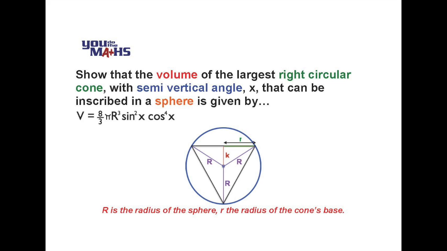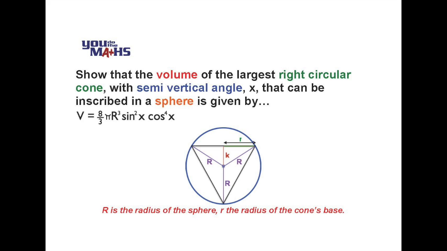You can see we've put small r at the top of the diagram because that's representative of where the circular base of the cone would be. And we've put a K from the centre towards the circular part of the cone because the K and the capital R will help us establish the height of the cone.